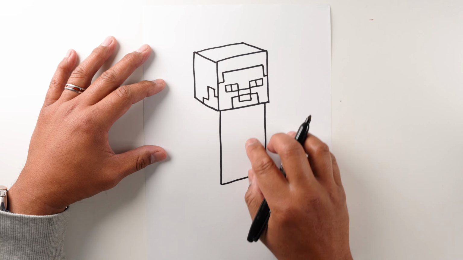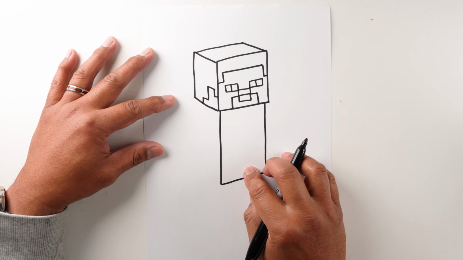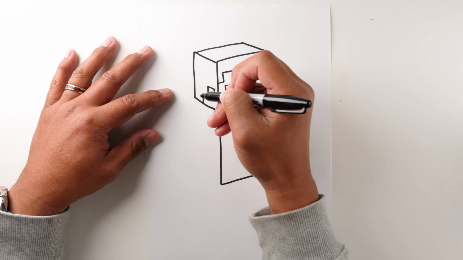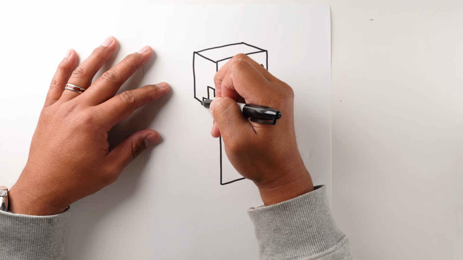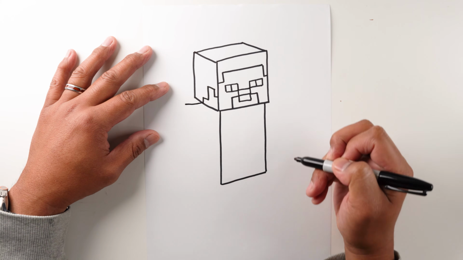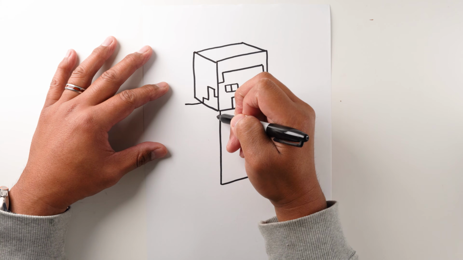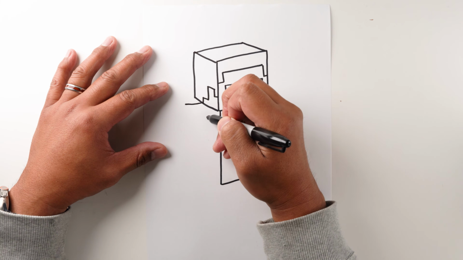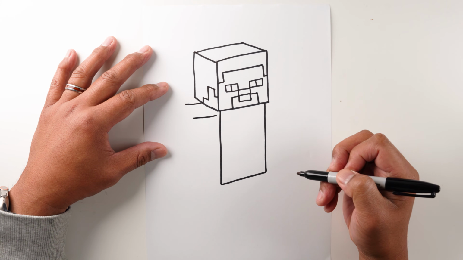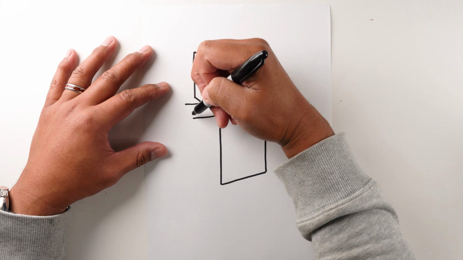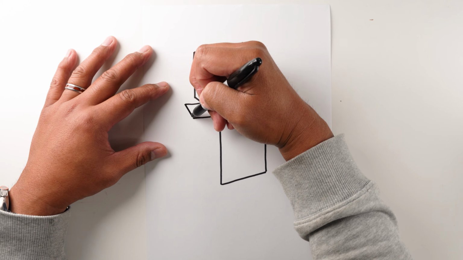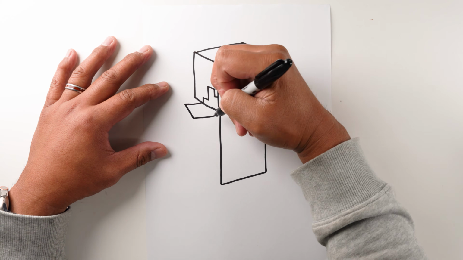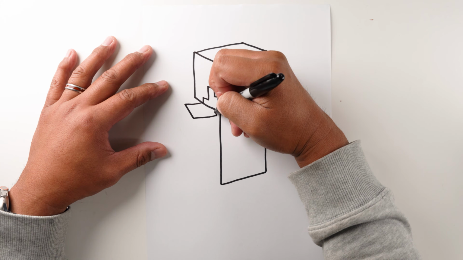So now that we have the front of Steve's body, it gives us an idea of where Steve's arms are going to be. I'm going to draw a straight line that comes out, and I'm going to do the same thing on the other side. Now I'm going to connect these two points with a straight line, and I'm going to imagine there's a straight line to come through like this.